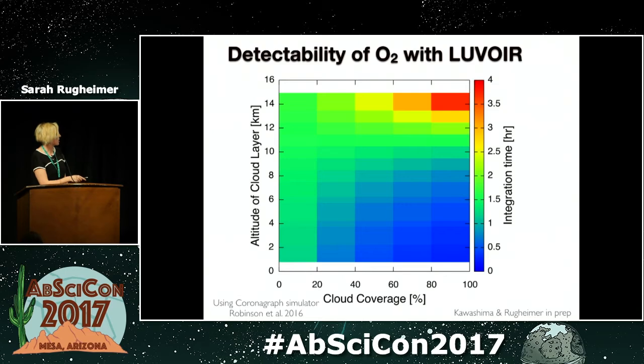So you'll notice it's actually easiest to detect with a higher percentage of clouds, which might seem counterintuitive, but you get a higher signal with the added reflectivity. And if it's a low layer cloud, that oxygen's still above the cloud deck, and so you're going to increase your signal that way. Whereas if you have higher clouds and a higher cloud altitude, then it becomes harder to detect.